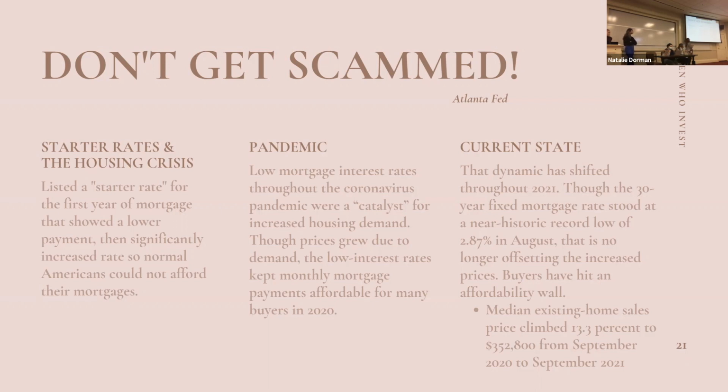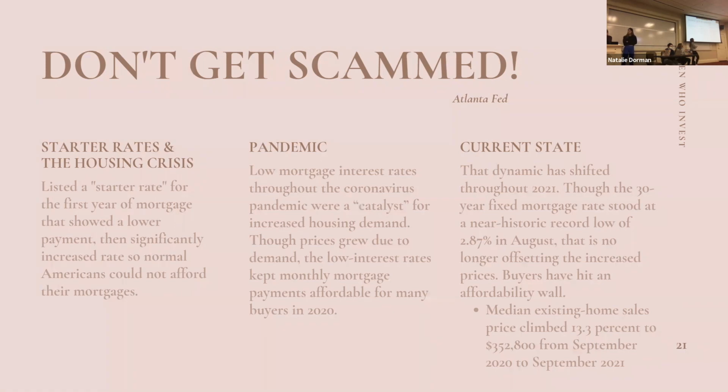So when you're looking at adjustable rates, make sure you're keeping that risk in mind. And then with the pandemic, there have been low mortgage interest rates throughout the coronavirus pandemic, and they were a catalyst for increased housing demand. Though the prices of houses grew, the low interest rates kept monthly mortgage payments affordable for many buyers in 2020. And as we see with the current state, even though the fixed mortgage rate was at a record low in August at 2.87%, it's no longer offsetting the increased prices of housing.